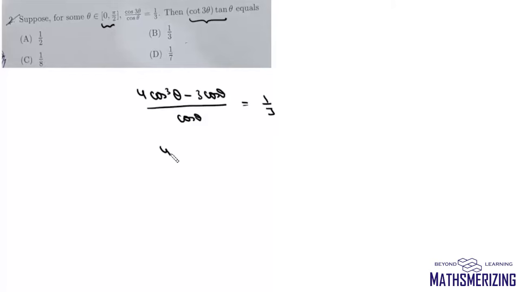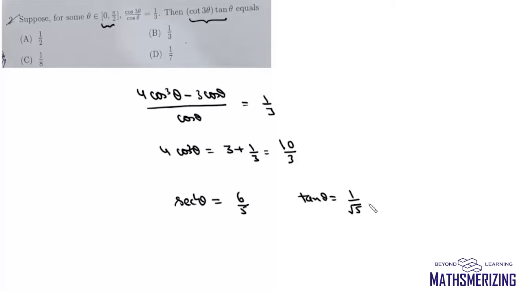Now we can write this as 4 cos square theta, and here will be 3 plus 1 by 3, which is simply 10 by 3. Now we can write this as secant square theta equals 6 by 5, and secant square theta is 1 plus tan square theta. So we'll get tan theta as 1 by under root 5.